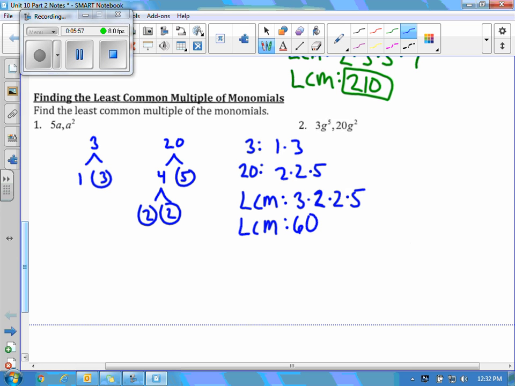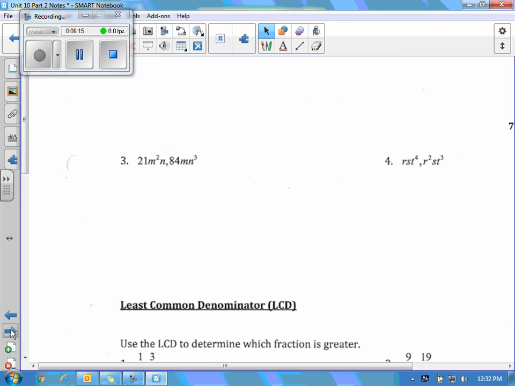the variable part. If you look, I have g to the 5th and g to the 2nd. When we're doing least common multiple, we're always going to take the higher exponent. So it'll be g to the 5th. So that'll be my least common multiple there. Right. I'll let you guys go ahead and do number 1.